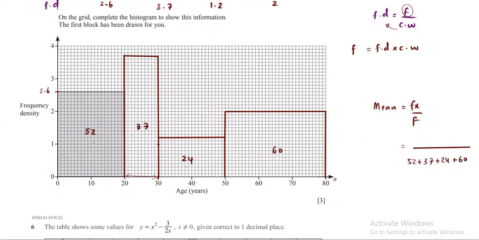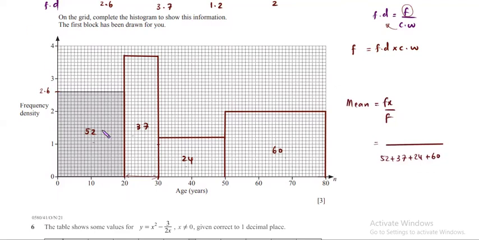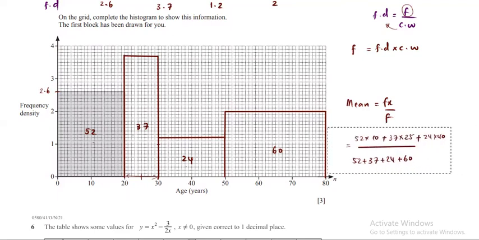And fx in the numerator will be the frequency we have found multiplied with its mid value. So that is going to be 52 times the mid value of 0 to 20, which is 10. So we would do 52 times 10. Then we have 37 times the mid value, which is 25. 37 times 25. Then we have 24 times 40. Then the next one is the mid value between 50 and 80, which is going to be 65. I need to multiply 60 with 65, add them together, and then divide by this total of the frequency, and that will give us the mean.